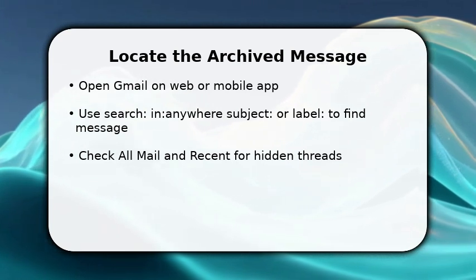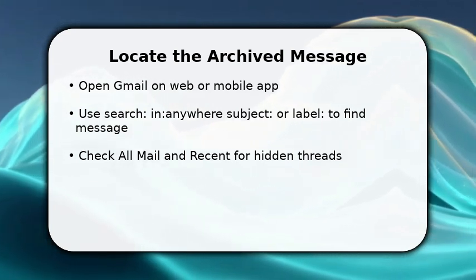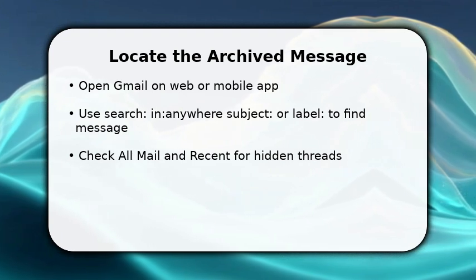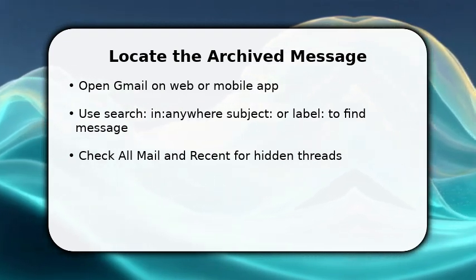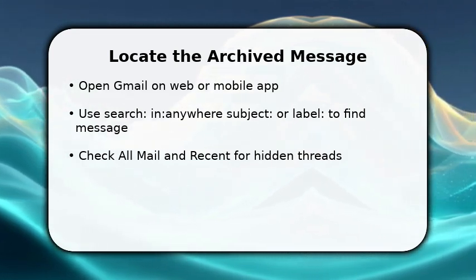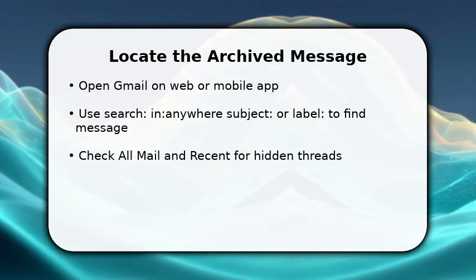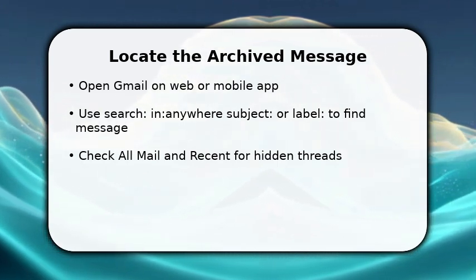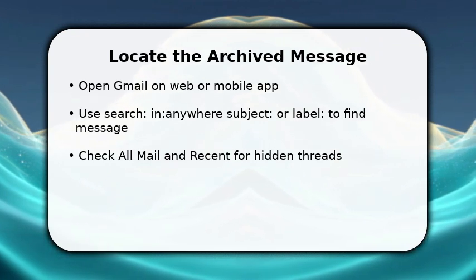Once done, switch to the All Mail view if the search returns too many results. All Mail includes archived items. Make sure to use single or double-quoted phrases for precise matches. If you're on mobile, tap the search bar and enter the same query. The message will appear without needing to toggle labels first.